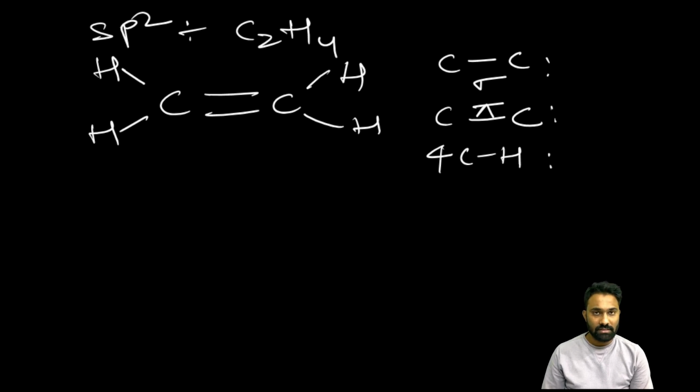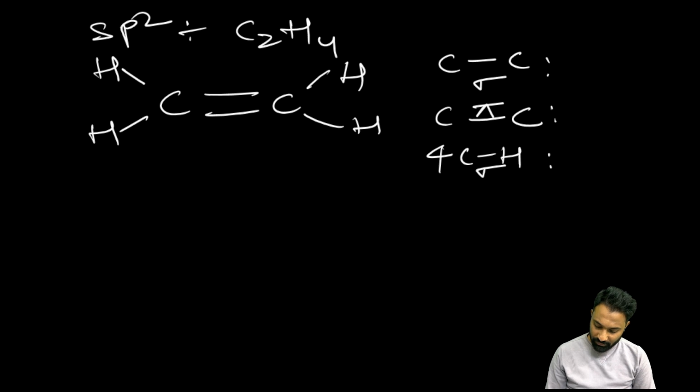sigma bonds. This carbon-carbon sigma bond is formed by which overlapping? This carbon-carbon pi bond is formed by which overlapping? These four carbon-hydrogen sigma bonds have been formed by which overlapping? Now we have to find. For that, first we have to find the carbon hybridization.